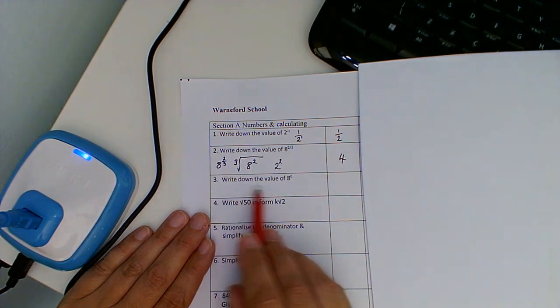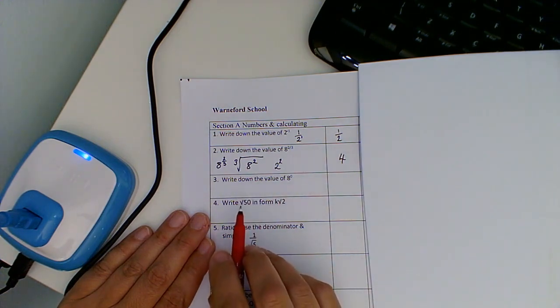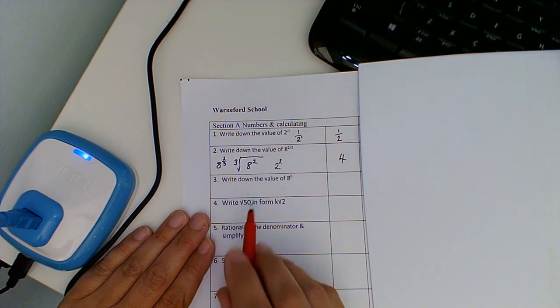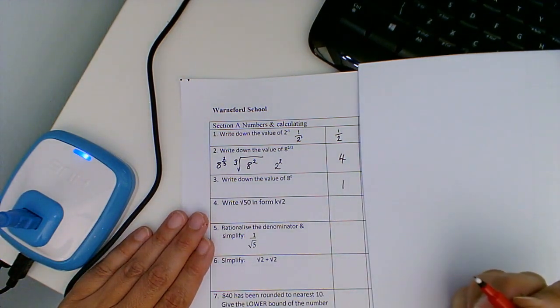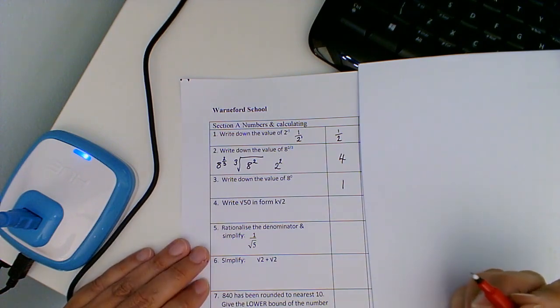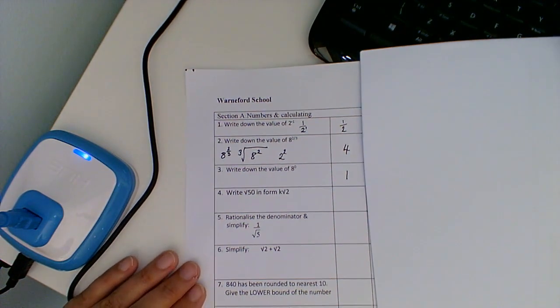Question 3 then, 8 to the power of 0. We should know that anything to the power of 0 is 1. It doesn't matter what number I have, if it's to the power of 0, I get the answer of 1. So that's our powers questions.